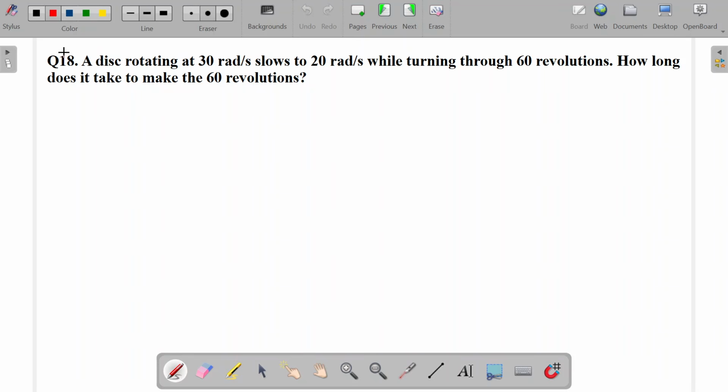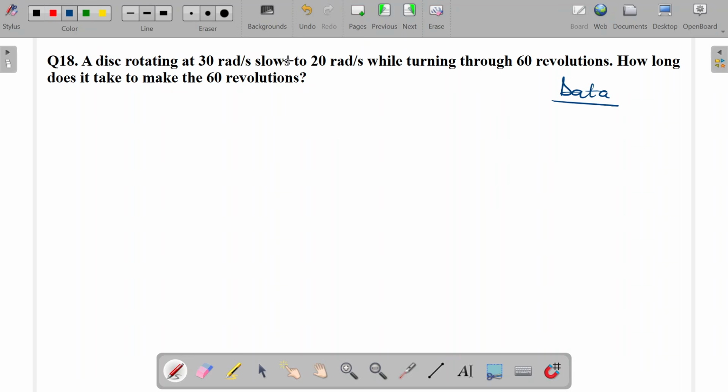So question 18 says that a disk rotating at 30 rads per second slows to 20 rads per second while turning through 60 revolutions. How long does it take to make the 60 revolutions? Okay, so the first thing that we do in this case, we collect the data.